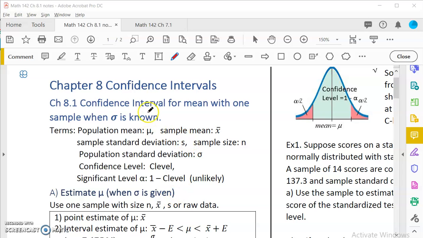Hello statistics student, this video is for chapter 8, confidence intervals, and we are looking at solving a problem of estimating a mean, and we use something called a confidence interval. So this is a new concept for statistics students.